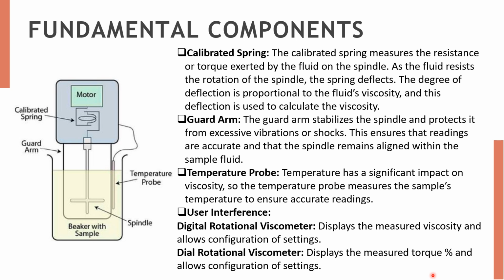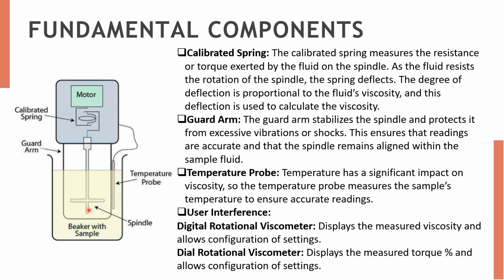So from these components we can understand how rotational viscometers in general work. First, we will take the sample in a beaker. Next, we will decide what spindle we have to use based on the literature we have. You have to go through the literature for deciding what spindle to use.